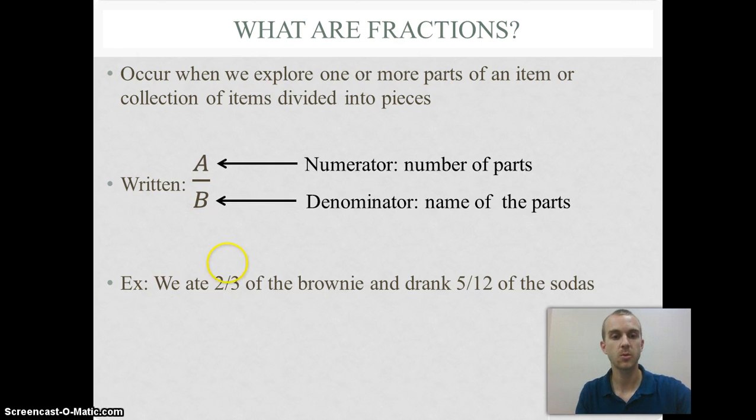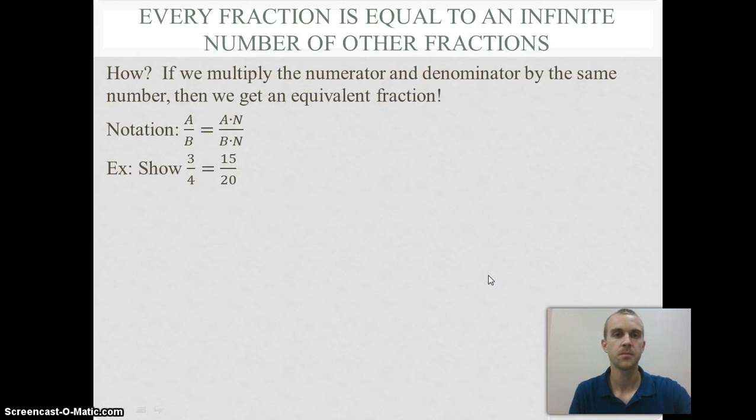For example, we could say we ate 2/3 of the brownie and drank 5/12 of the sodas. So there would be 3 total parts and we ate 2 of those. Or we drank 5 cans out of 12 total cans.